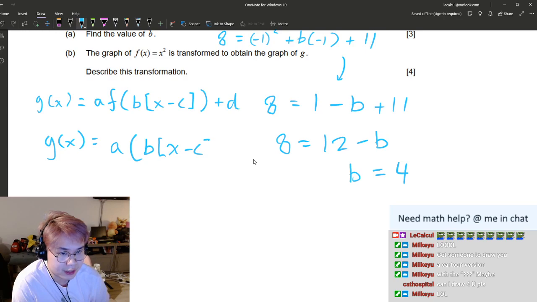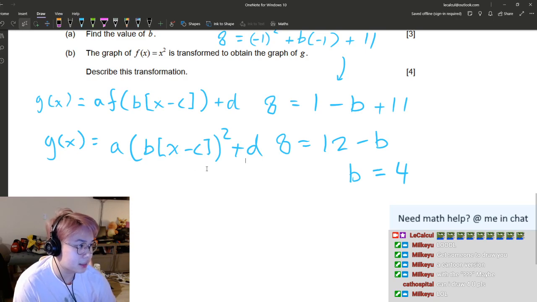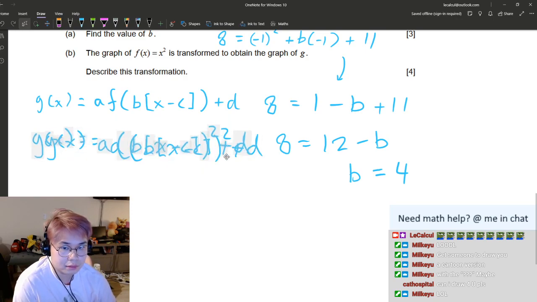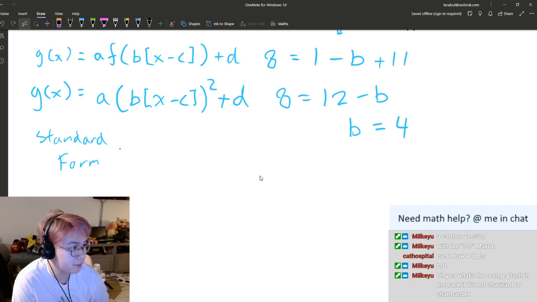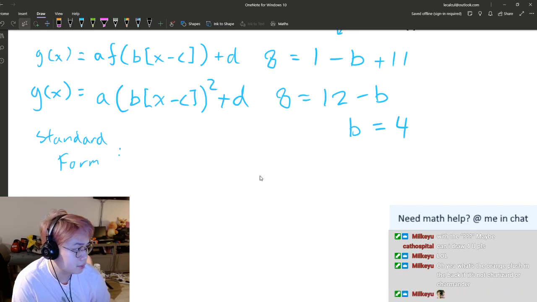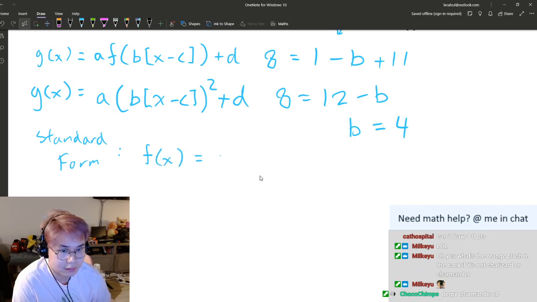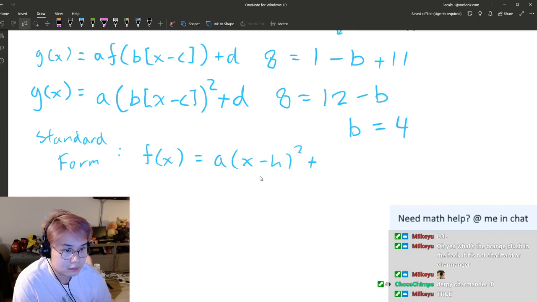So in terms of the function being x squared, it looks like this. Now this is very, very similar to standard form or vertex form, depending on where you're from. Plus k.